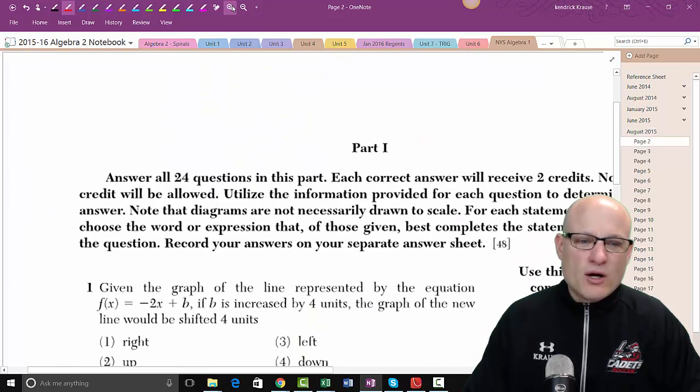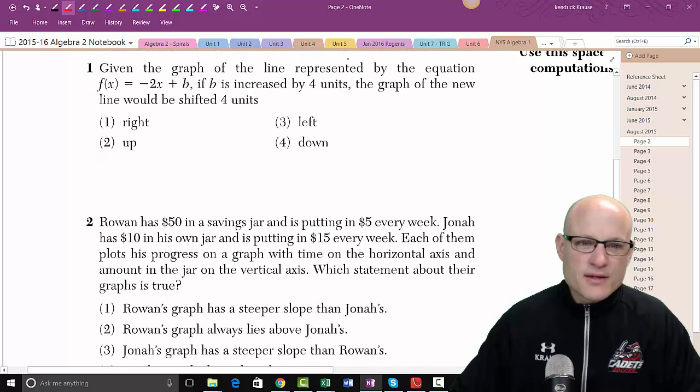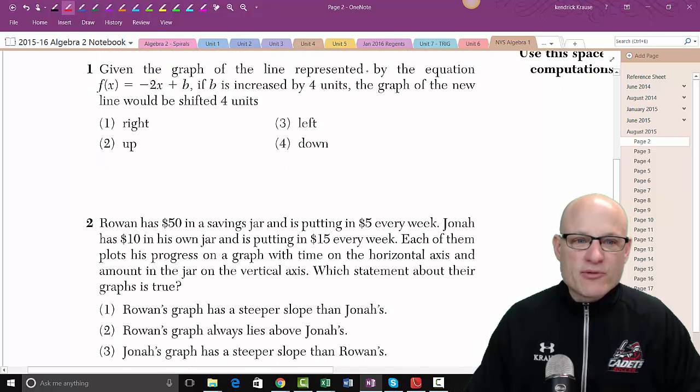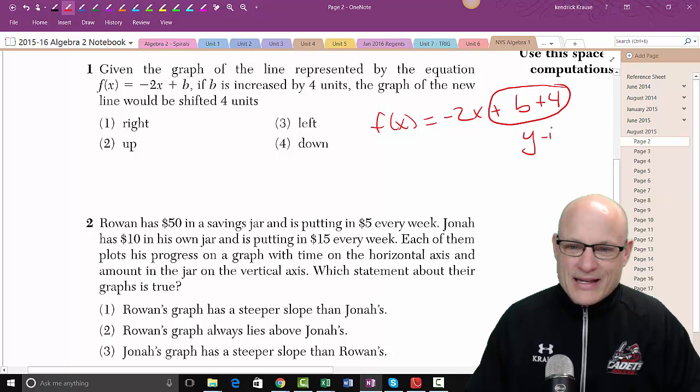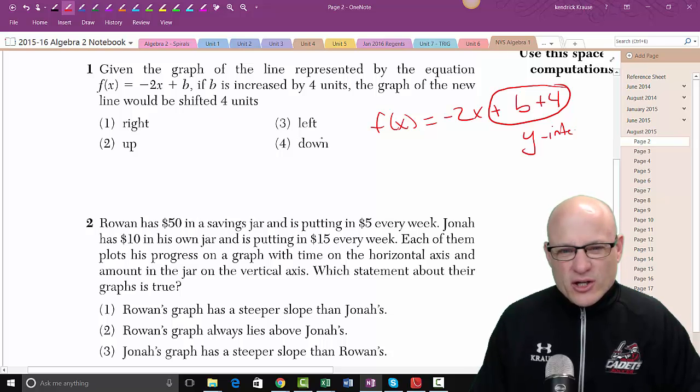All right, so here we go. Problem number 1. Given the graph of the line represented by the equation f of x equals negative 2x plus b, if b is increased by 4 units, basically they're just going to add 4 units on. The graph of the new line would be shifted 4 units too. So really, we're just adding 4 units onto the y-intercept. So if we add 4 units onto the y-intercept, it's going to go up 4 units.